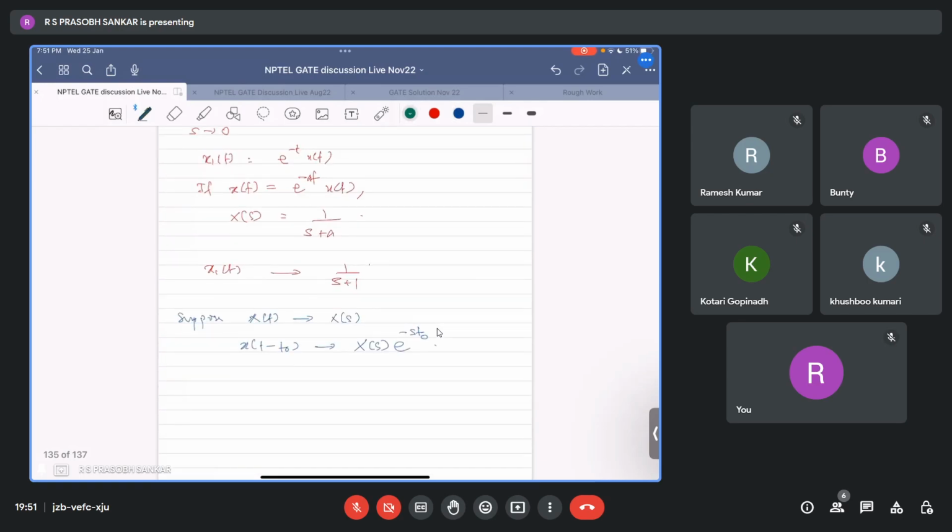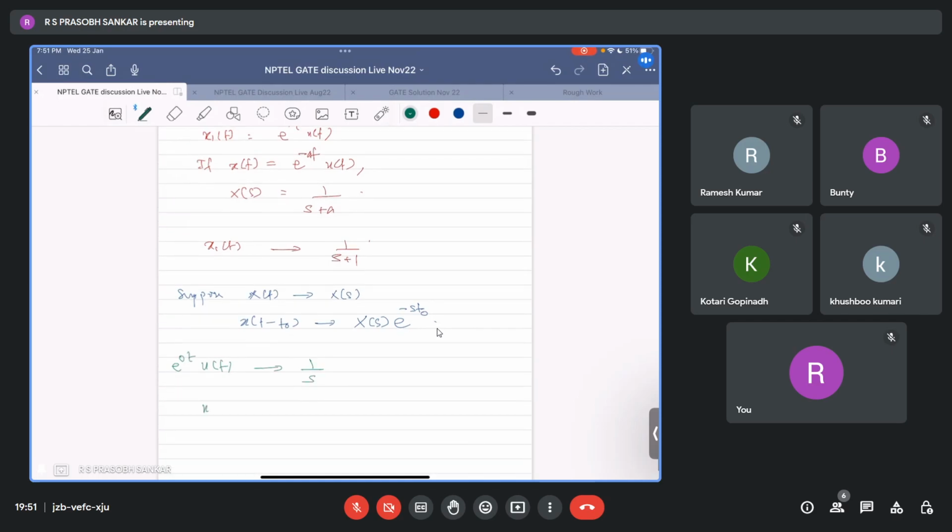Now suppose u(t) is my function. u(t) will give 1 by s, basically e raised to 0 t u(t). That is u(t). So what is u(t minus 2)? It is 1 by s times e raised to minus 2s. Up to here it's clear, no? No issues, right?